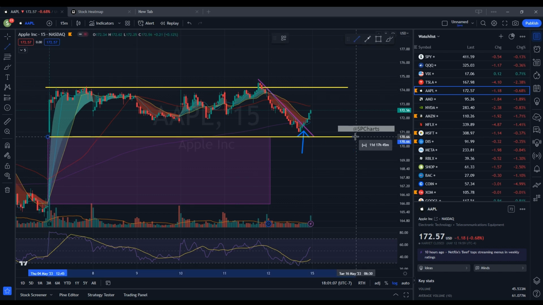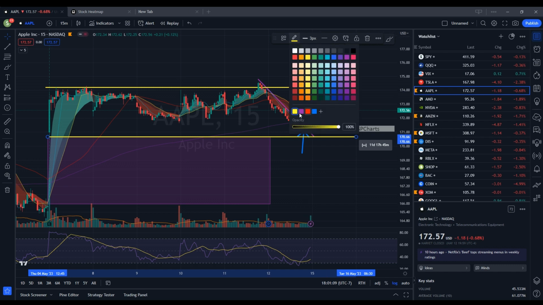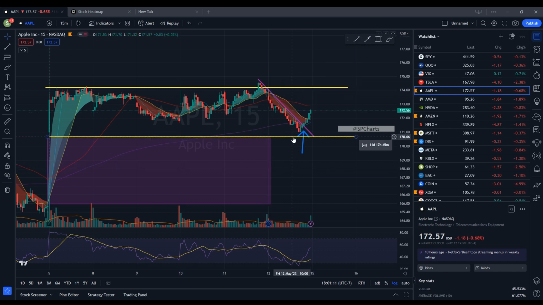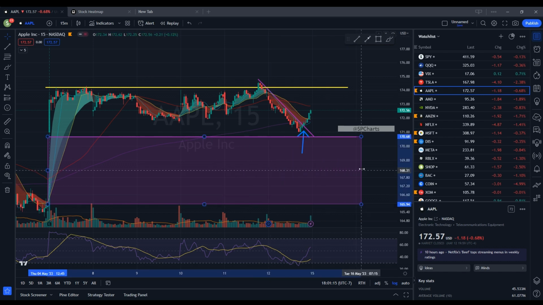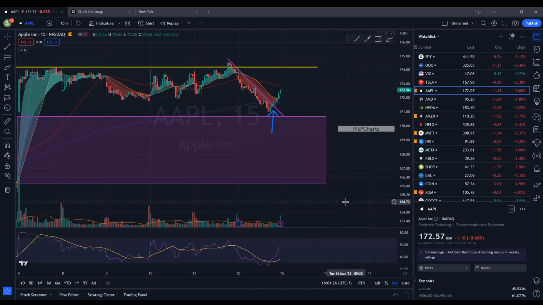What I also noticed is that there's a gap fill right here, right? So this is what I want to be looking out for. Ideally, it may hit this and then come back later during the week and start approaching this gap fill. This is a $5 move, so I definitely do not want to miss this.